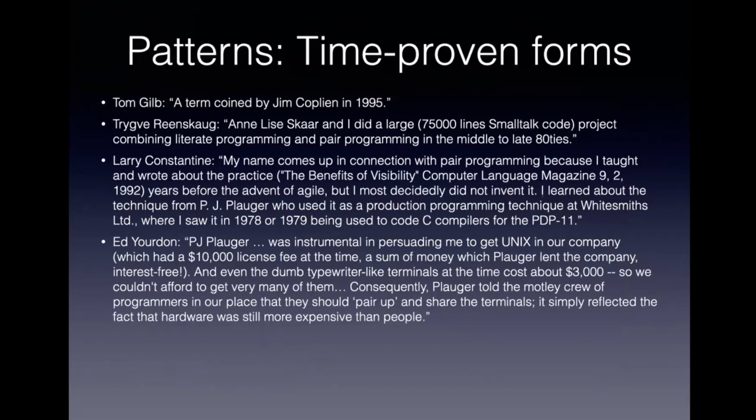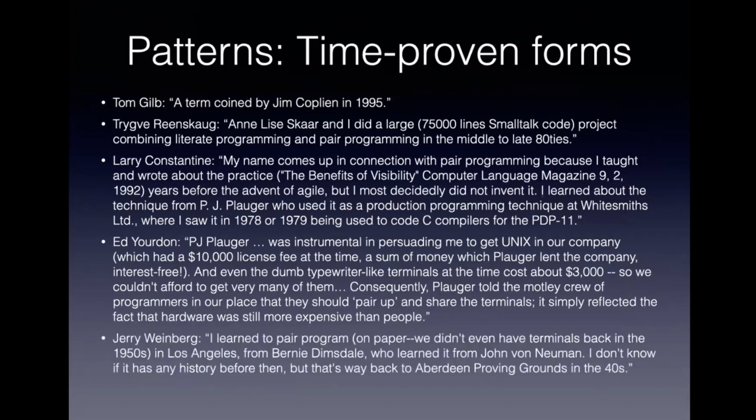He says that the terminals were very, very expensive. And so we insisted that programmers share them, that two programmers had to program at the same time for cost effectiveness of use of the terminals. And that's where pair programming came from. Lovely little story. And then I talked to Jerry Weinberg, and Jerry said, well, I learned it on paper back in the 1950s from Bernie Dimsdale, and he learned it from John von Neumann. So it probably doesn't go back much further than that.